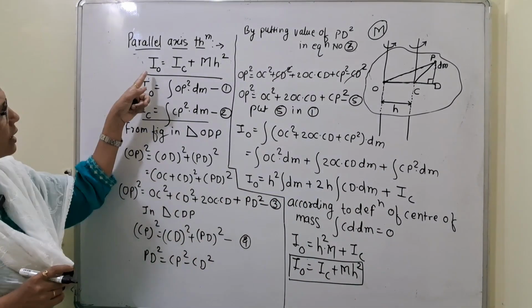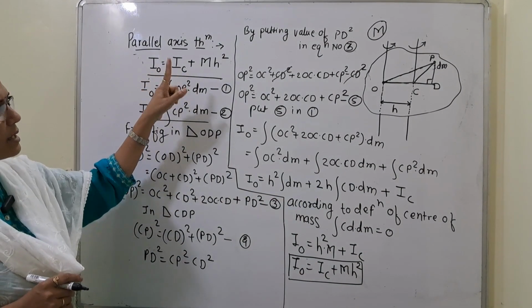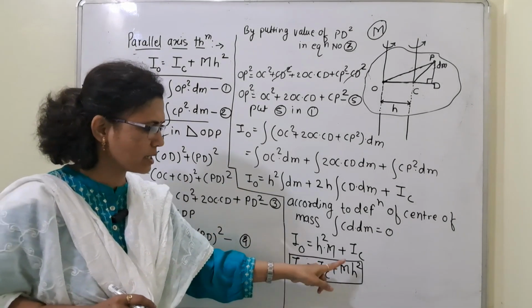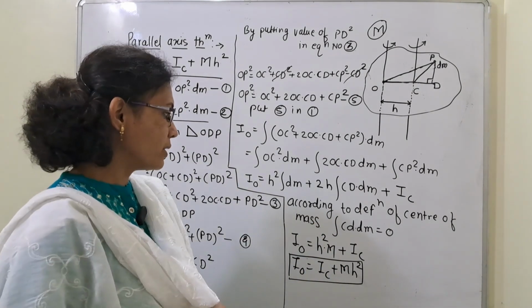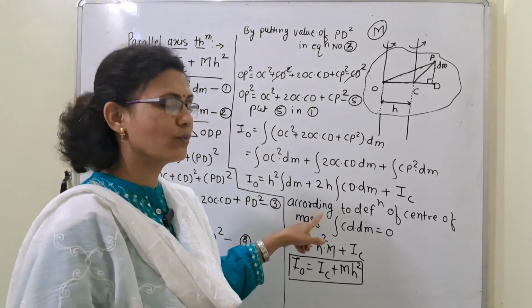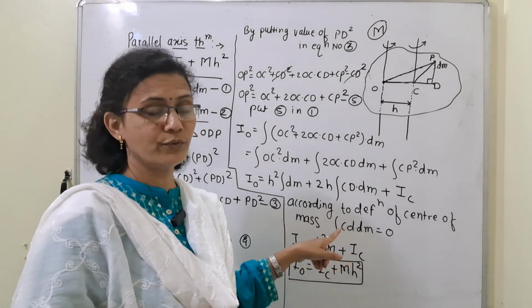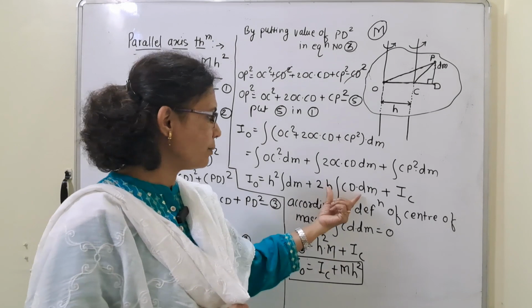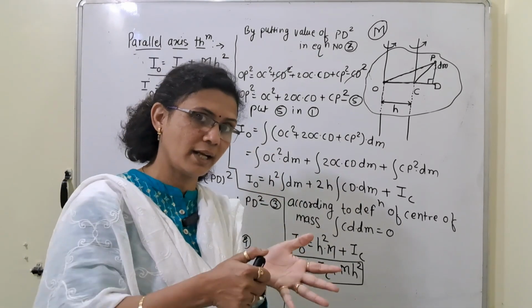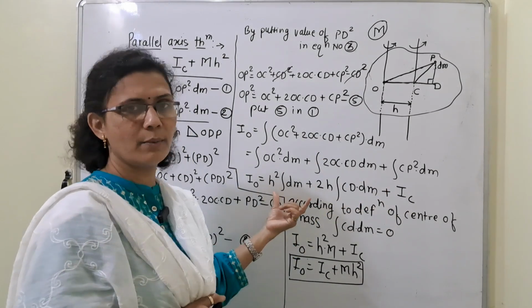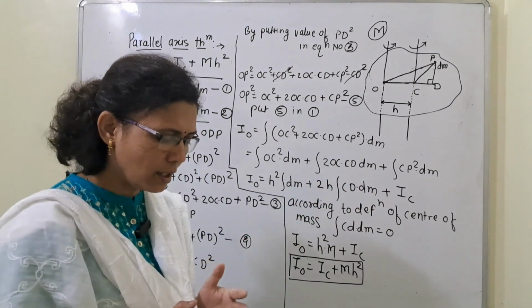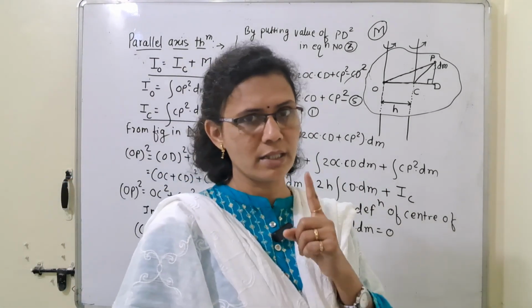See, we have to prove that I naught is equal to Ic plus mh square. You will get 4 marks for this, but you have to write this sentence. It is very important. Because this term becomes 0, only after that we get the proof, that is, I naught is equal to Ic plus mh square. Means in this derivation, first you have to write the statement.